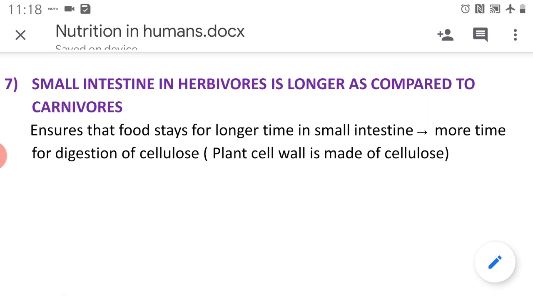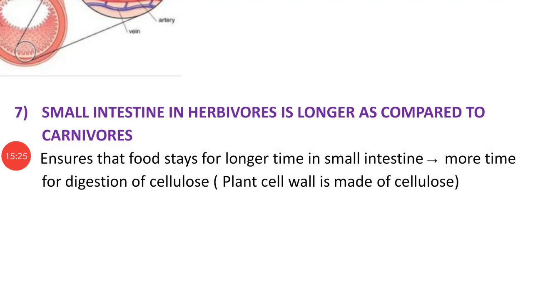Now, herbivores are animals that eat green plants, and carnivores are those animals that eat flesh. Herbivores have a longer small intestine as compared to carnivores. The reason behind this is that plant cells take longer time for the digestion of cellulose. We know that plants contain an extra layer, which is known as cell wall, and cell wall is made of cellulose, and cellulose takes time for digestion.